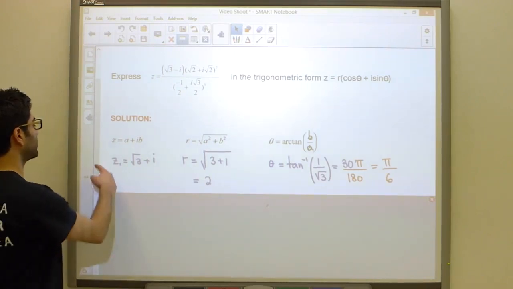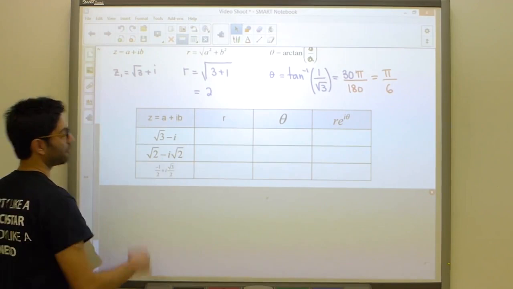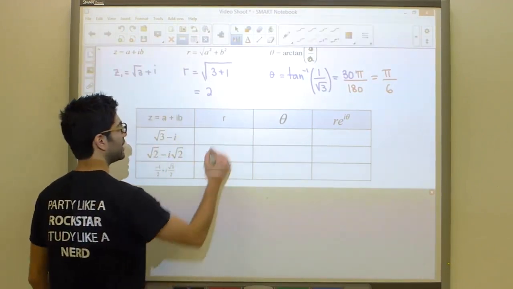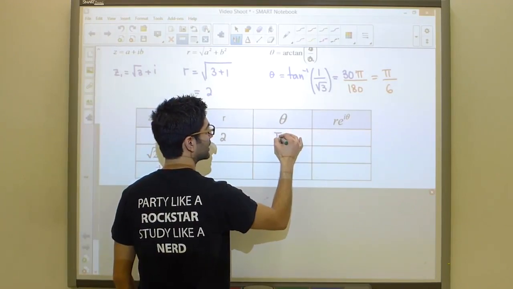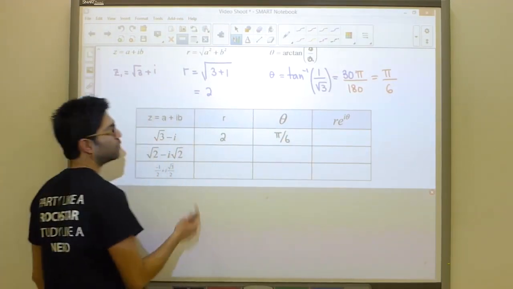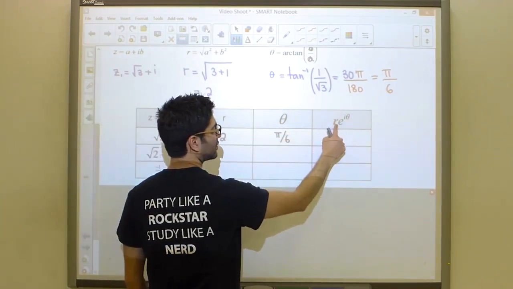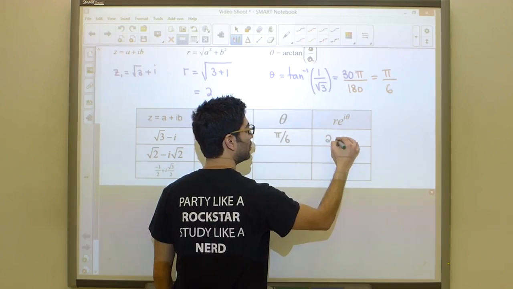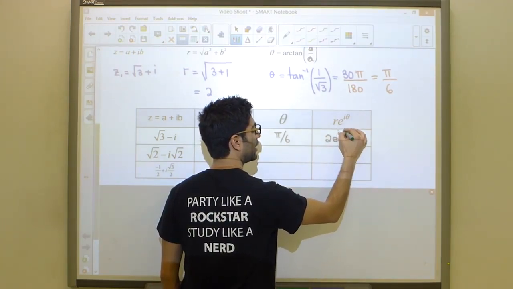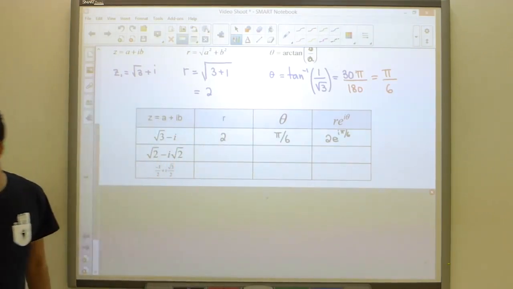Now, in order to save some time, let's just use our calculators to get the job done. So we've done the first one. We know that the radius is equal to 2, and we know our angle is pi over 6. And I'm going to show you a new way of writing this expression. We're going to write it in polar form like so. So we're going to write that same value as 2e to the i pi over 6. Okay, and we'll talk about that in a minute.